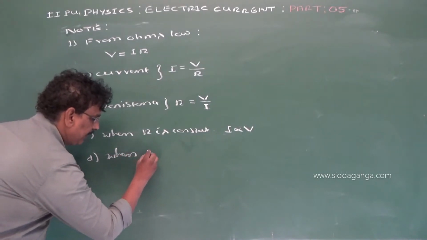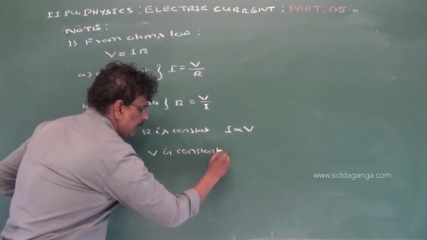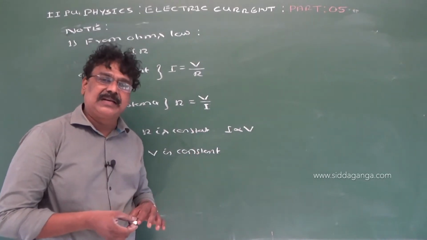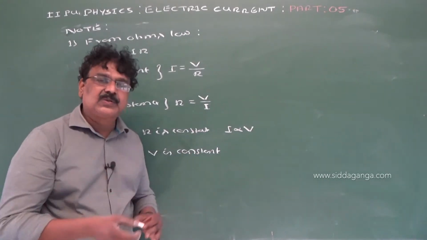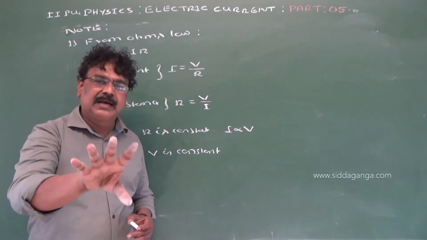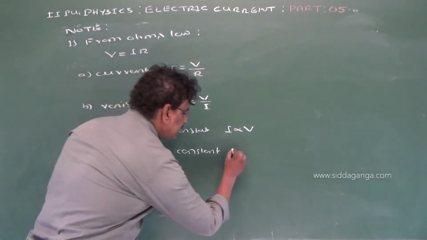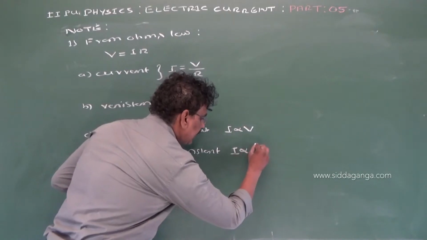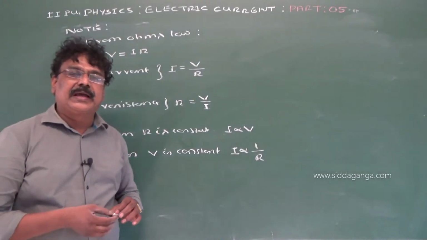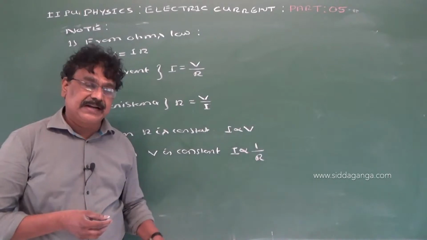When V is constant, in most of the cases V remains constant because any source of EMF, a cell or a battery, provides a constant potential difference, right? In that case, I is inversely proportional to R. Current flowing through a conductor is inversely proportional to the resistance of the conductor, right?